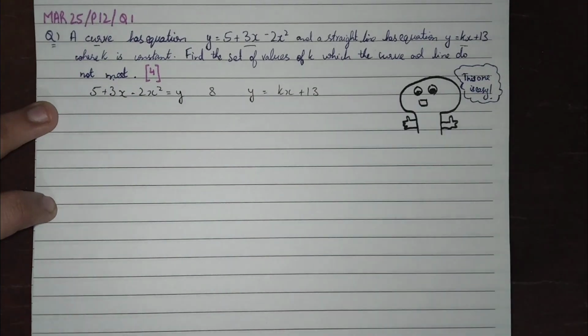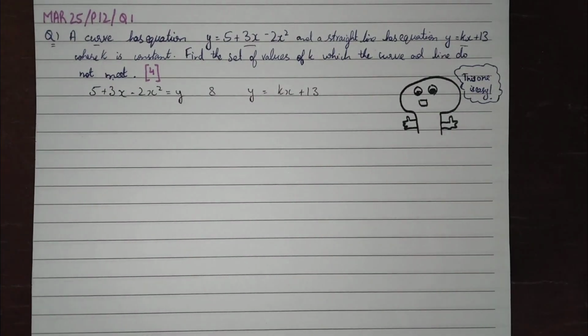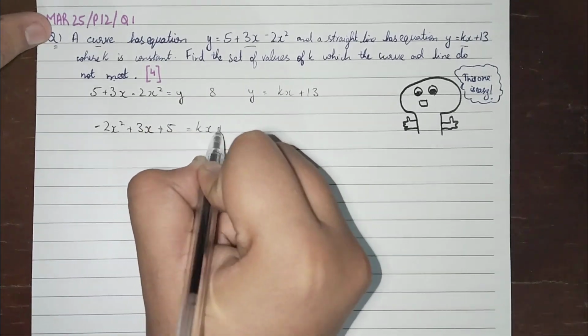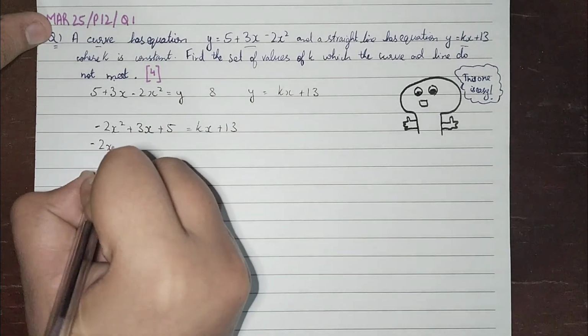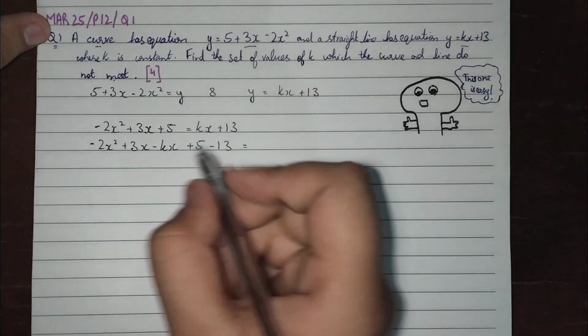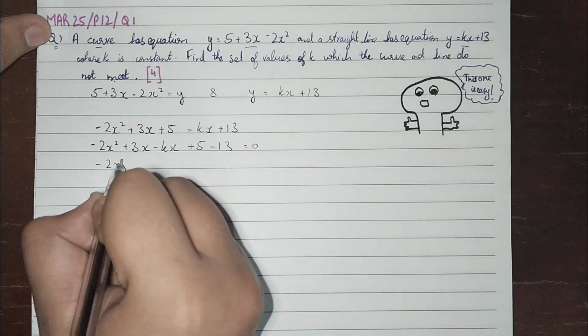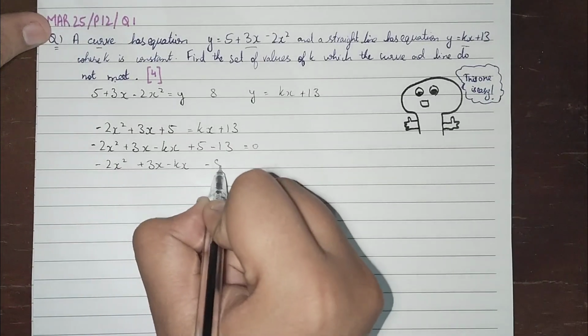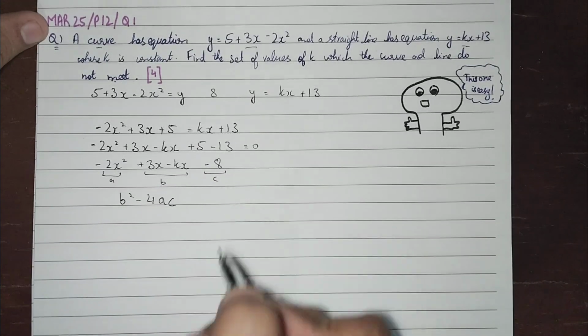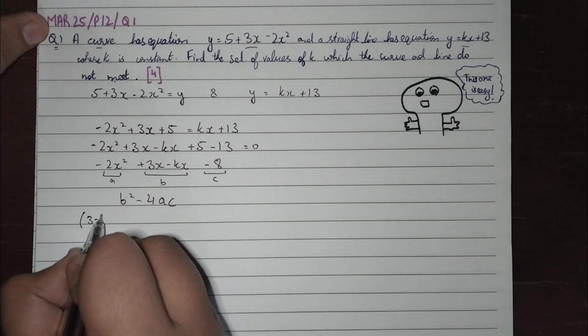This question is from Quadratics and we are going to solve it in terms of k, right? In order to find the set of values of k for which the curve and the line do not intersect, first we're going to take y as the subject in the equation of the line, and then we're going to put both equations equal to each other, and then we're going to get a quadratic equation.